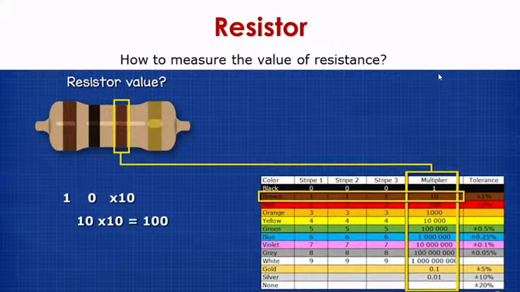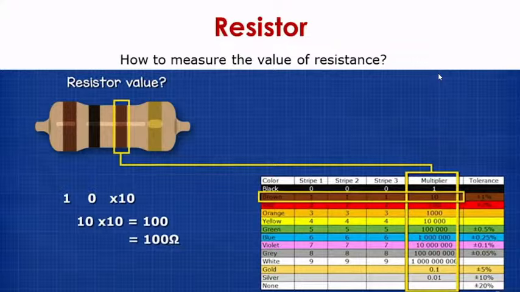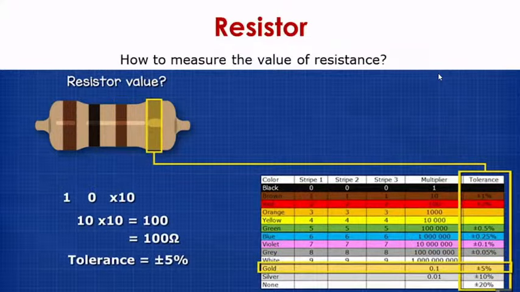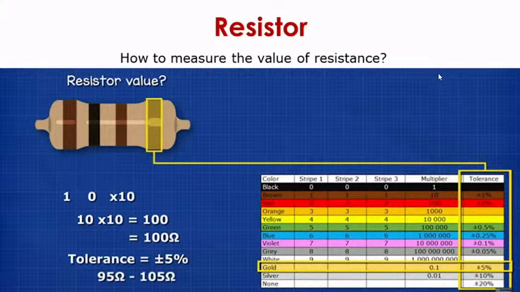So 10 into 10, which is nothing but 100, and the unit of resistor is ohm. So the value of the resistance is 100 ohm. The last band is golden color, which is nothing but a tolerance, which has a value of 5%. So 5% tolerance on 100 ohm.